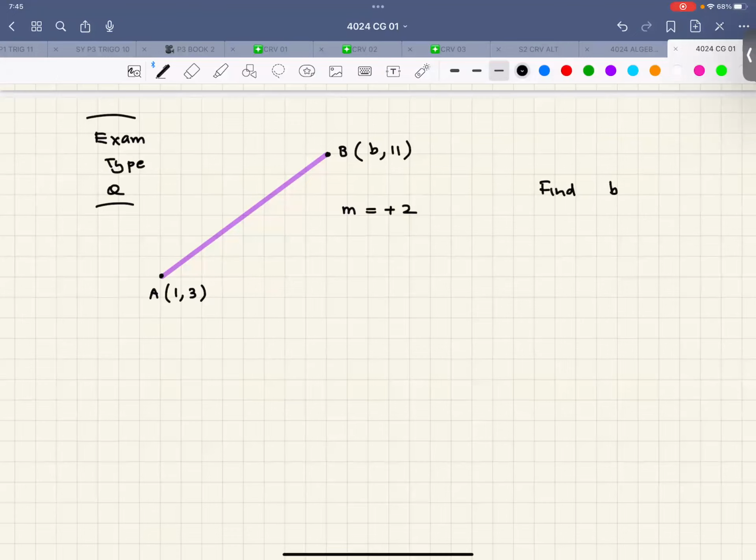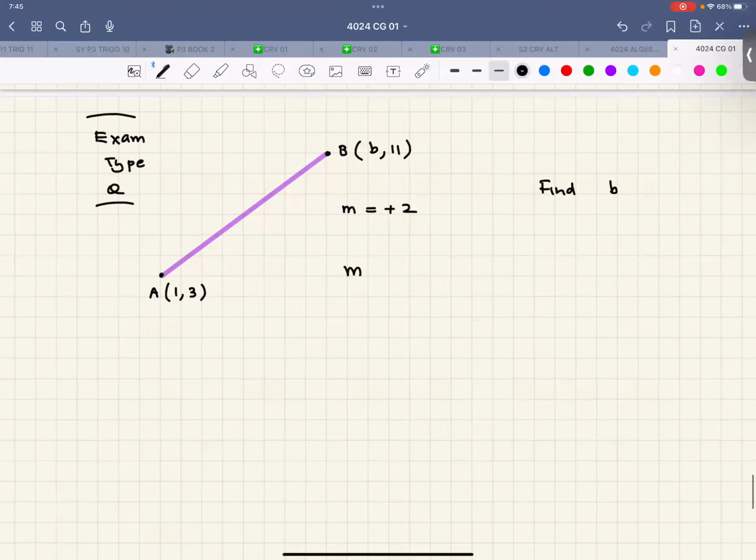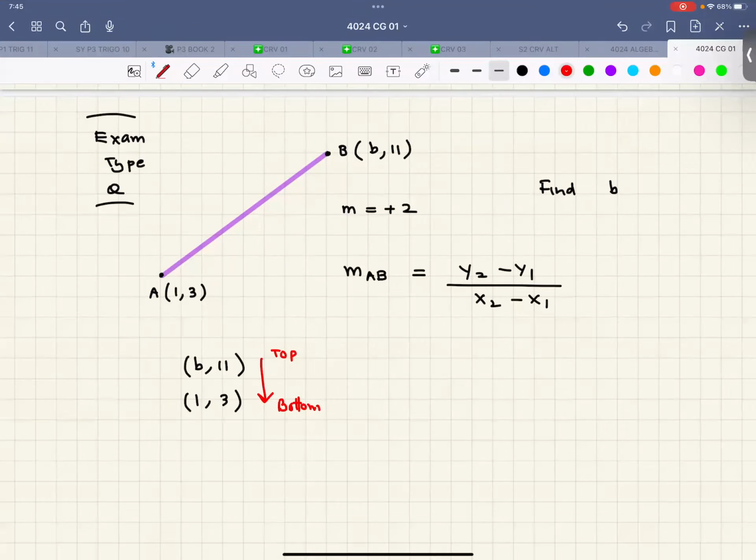Now we have to use the gradient formula. Gradient of AB is y2 minus y1 over x2 minus x1. Write the coordinate b, comma 11, and the coordinate 1, 3. Go in one particular order from top to bottom. So this is 11 minus 3, that is y2 minus y1, and again, top to bottom, b minus 1.